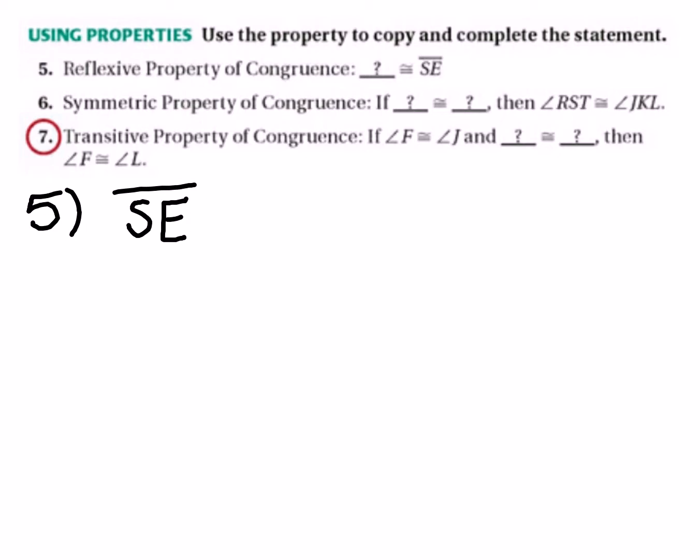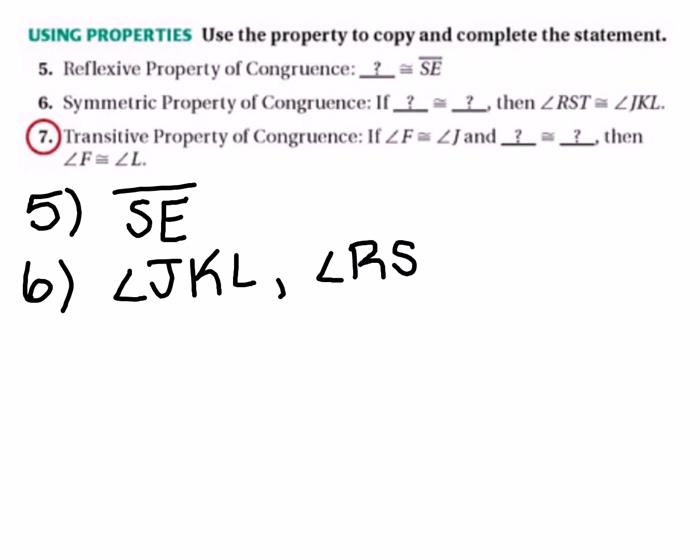Look at number 6, symmetric property of congruence. Remember symmetric property, it is an interchange. So if I do an interchange, angle JKL will be in my first blank, and angle RST will be in the second blank. So that way I can see the interchange. Number 6, my answers would be angle JKL and then angle RST. And we want to make sure we write it in that order.